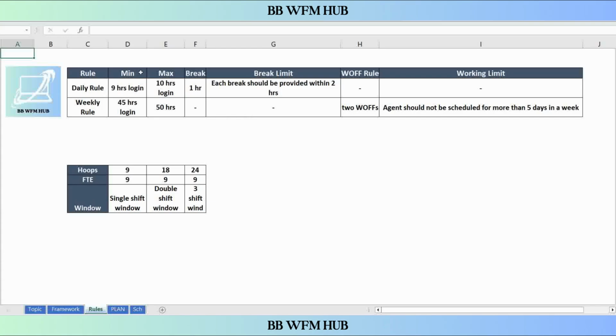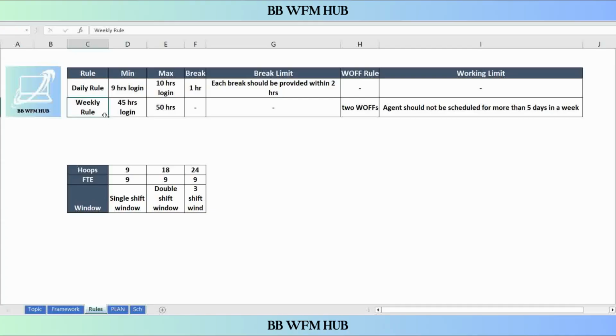In the daily rule, for example, the minimum login hours is 9. This is the daily rule that an agent can log in a minimum of 9 hours in a day and a maximum of 10 hours. Here, the maximum of 10 hours is if the agent is doing any overtime, so he or she can only do 1 hour of overtime in a day. So we are taking the 10 hours of login. Then every agent should have 1 hour of break, and for the break limit, each break should be provided within 2 hours. This is the break limit that we have. So these are the examples of the daily rules, and then we have the weekly rule.